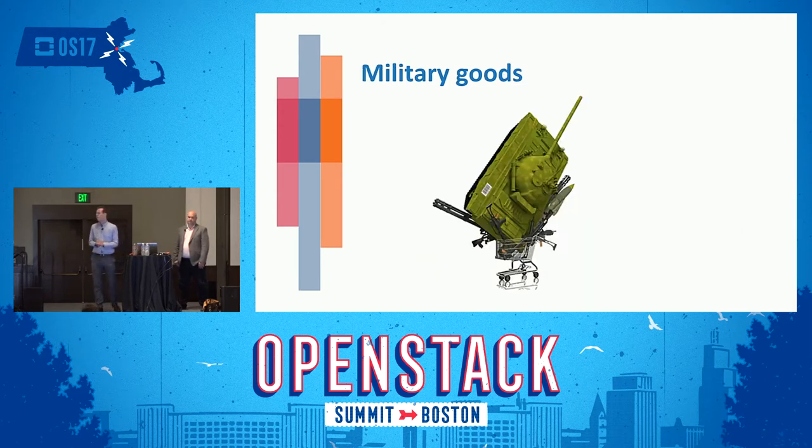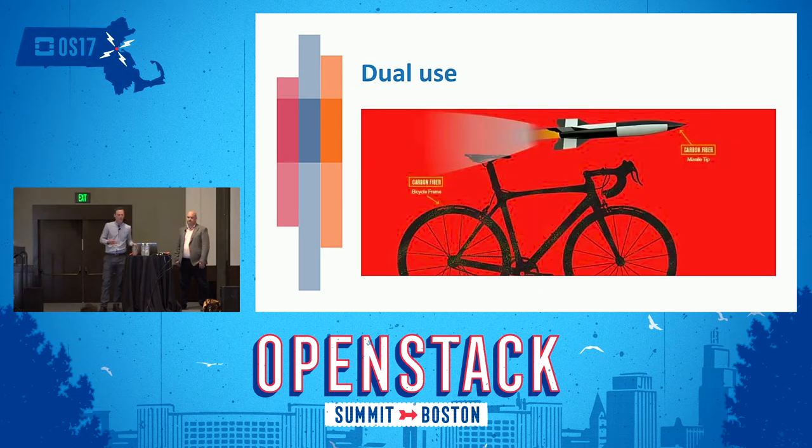So what are the goods that go through the system? Military goods are quite obvious. A tank, a rifle, you know what a military good is. Dual use can be a bit more difficult. It could be carbon fiber and bicycle tires that could then go into a missile tip. So it's looking at different ways of how we could do that.